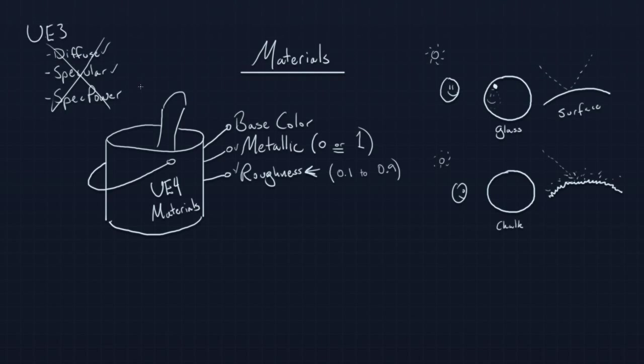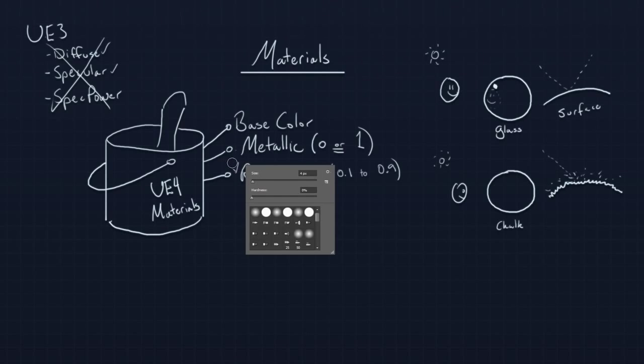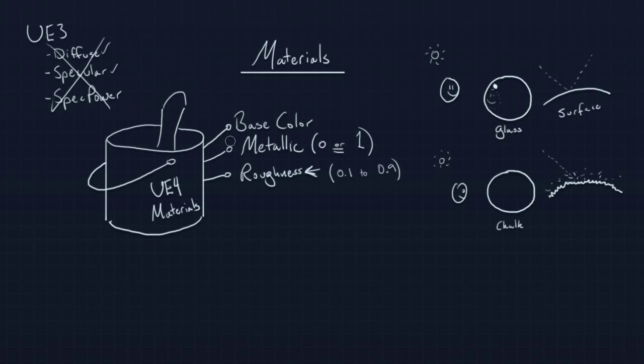There's no more things like spec power where you would have to take a value and set it to like 1,000 to get what you want. Everything is kept to the 0 to 1 range whenever possible. Now, these are your 3 most important material properties for just defining a physically based surface. There are several others that we'll get into as we move forward.